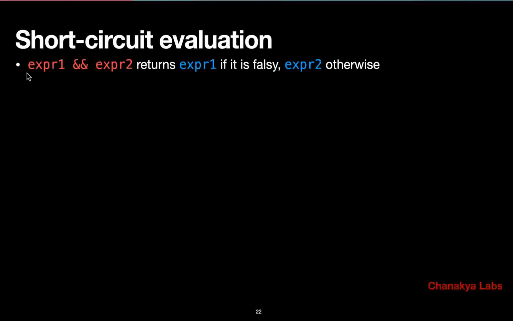So in this case, I will return expression 1 if it is falsy. Otherwise, whatever the expression 2 is, whether it is true or false, it doesn't matter, because I have reached it, so the last expression is returned.